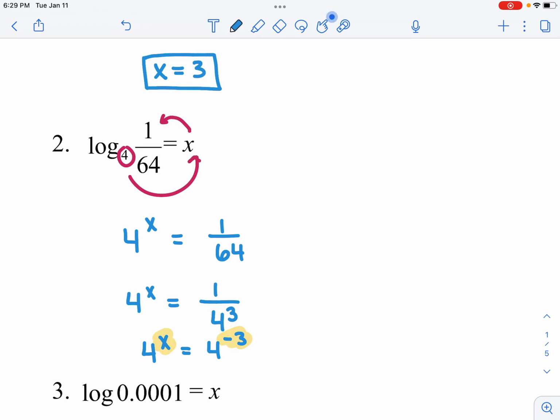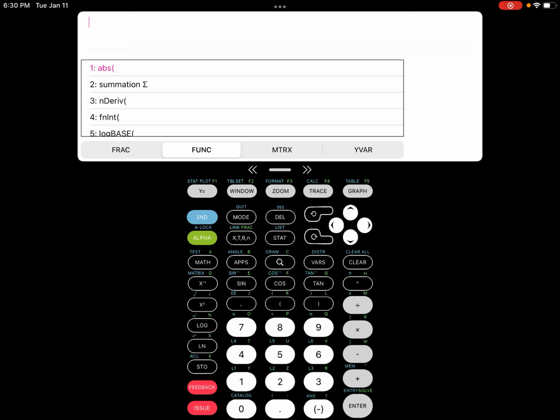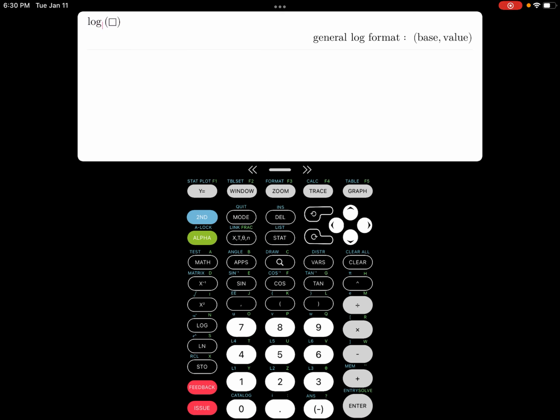And again, this was a logarithm that was entirely numerical, so you could have typed in log base 4 of 1 over 64. Let's do this one in the calculator just to review how to do that. Alpha window 5 is log base. So if we typed in a base of 4 and then the input is 1 over 64, you'd confirm that that answer is negative 3.